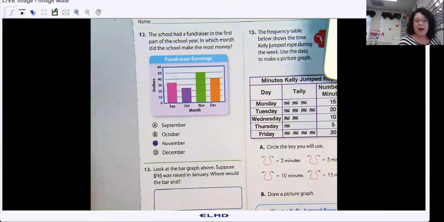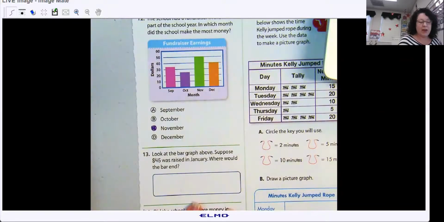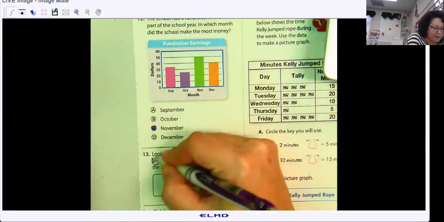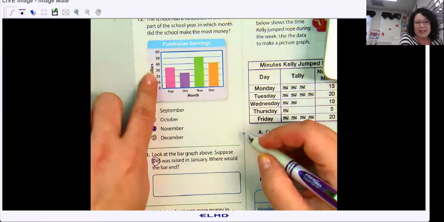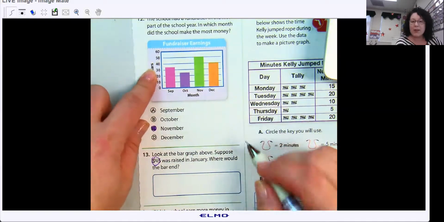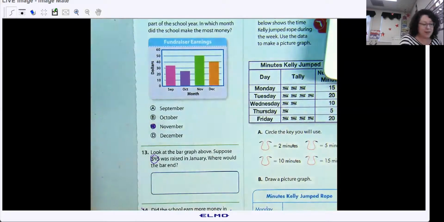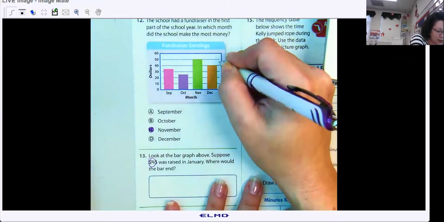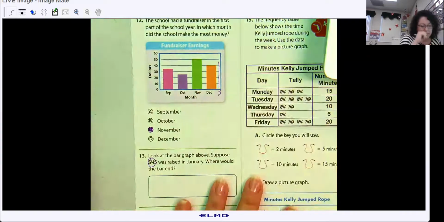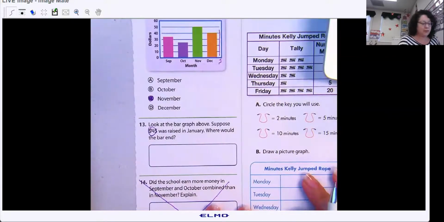Look at the bar graph above. Suppose $45 was raised in January. Where would the bar end? So 45, it's going by tens. So where would 45 be? Halfway between 40 and 50. That's right. So it would be like there for January. I'm not going to write that.